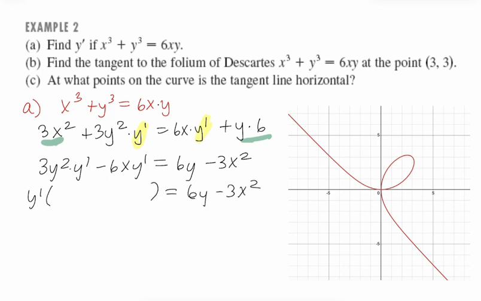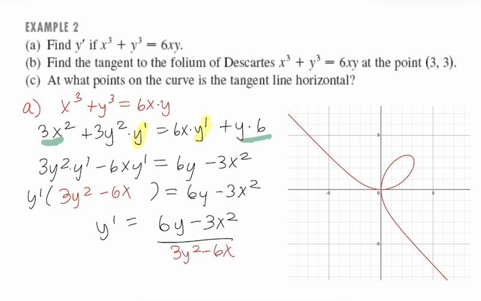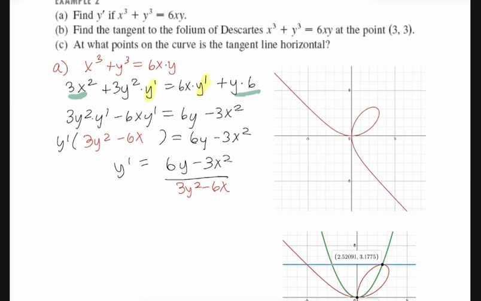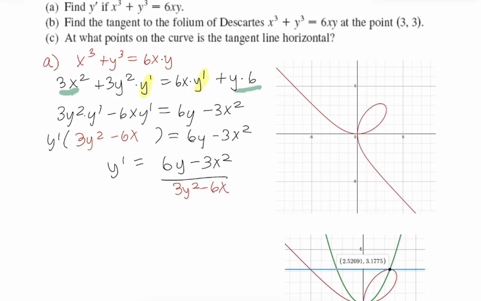Whatever's left goes in parentheses. You're always going to divide that off. You found y prime. Don't try to simplify it further than that. Y prime is 6y minus 3x squared, all divided by 3y squared minus 6x. That's y prime. Don't try to factor it. Don't try to go further. Don't try to do a darn thing after that point. You're done. That's it.